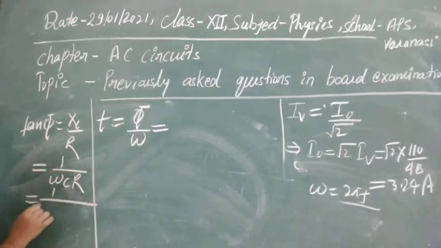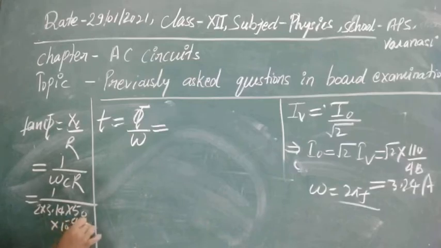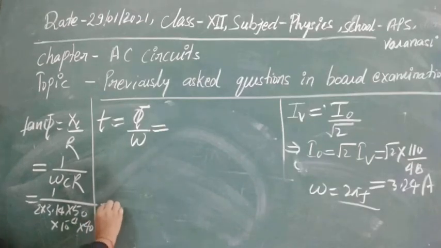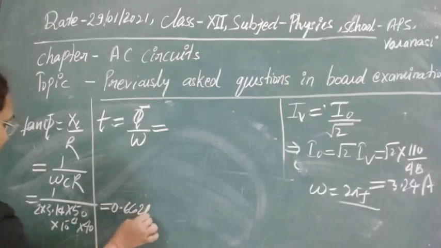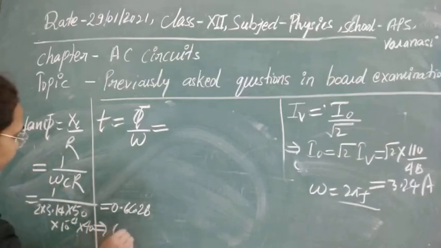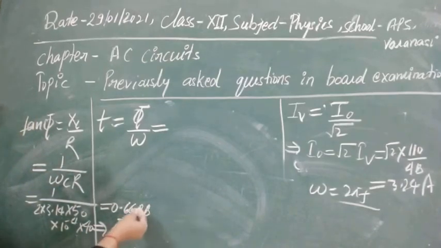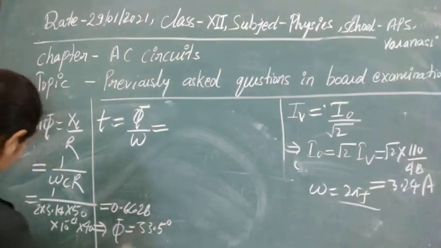We have the value of omega, that is 2 pi f. Value of C, that is 10 power minus 4. Value of R, that is given in the question, 40. So after solution, its value will be equal to 0.6628. Now we can just take the tan table, and with the help of that we can find out the value of phi. So the value of phi obtained is 33.5 degrees here. Right?